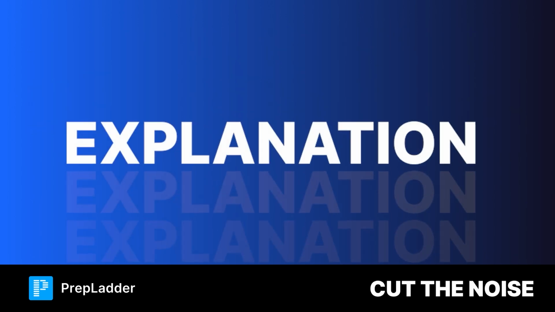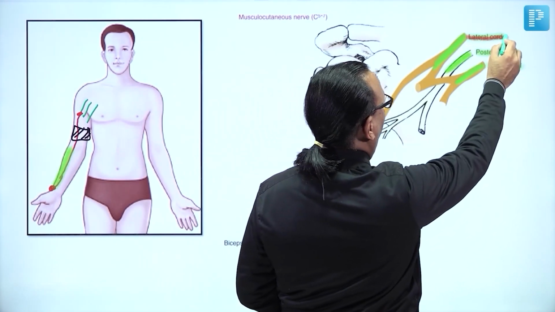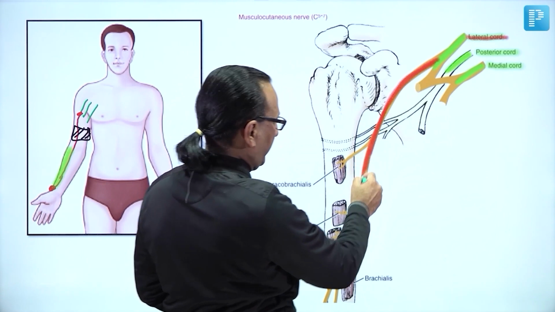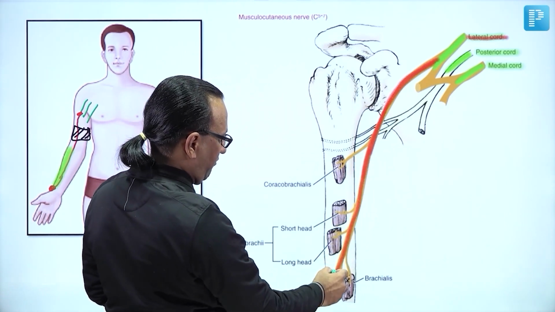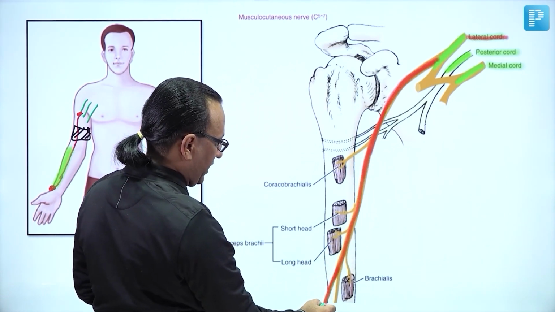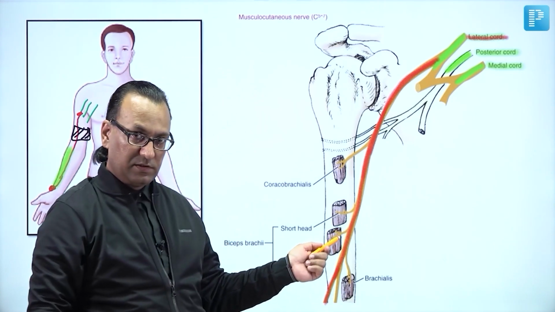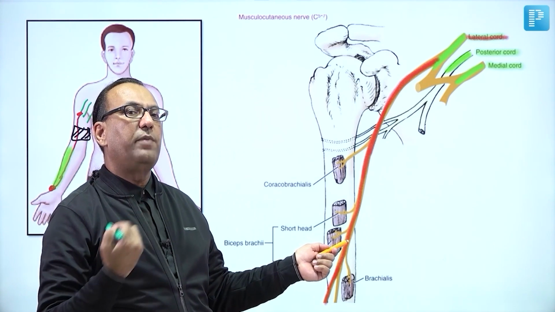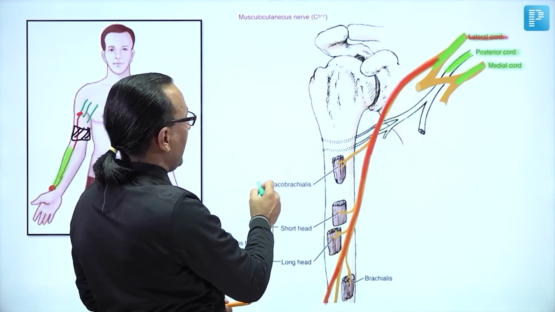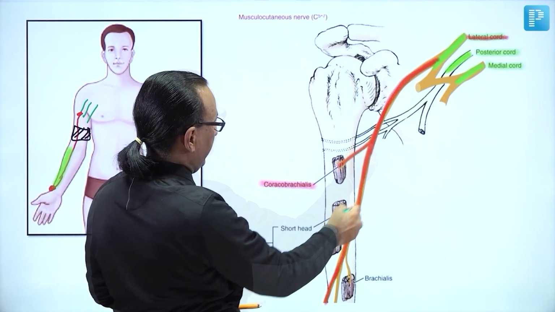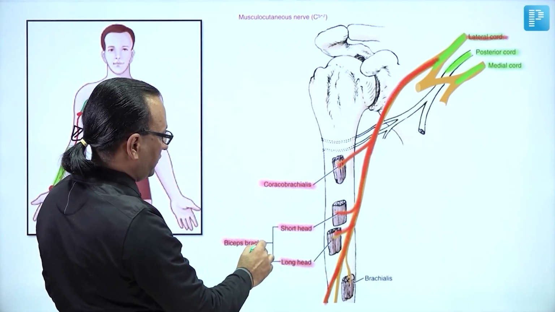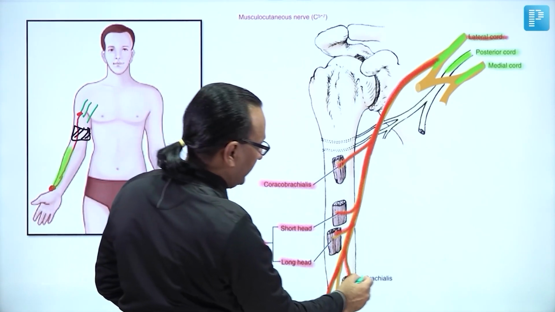Here's the explanation. It is the lateral cord, which then continues as the musculocutaneous nerve to supply the 3 muscles in the arm region before it becomes a cutaneous branch. So, which 3 muscles? We have learned that there is a muscle coming from the coracoid process to the brachium, the coracobrachialis, and then it is supplying the biceps brachii, be it the short head or the long head, and it also takes care of the brachialis muscle.